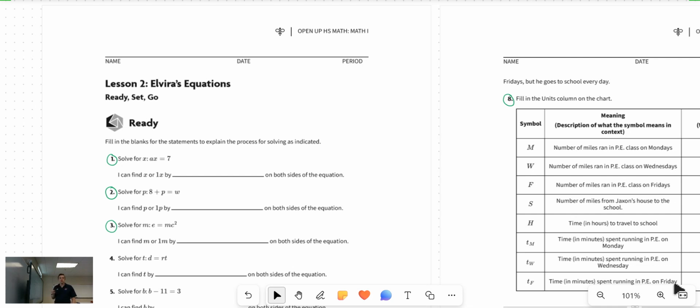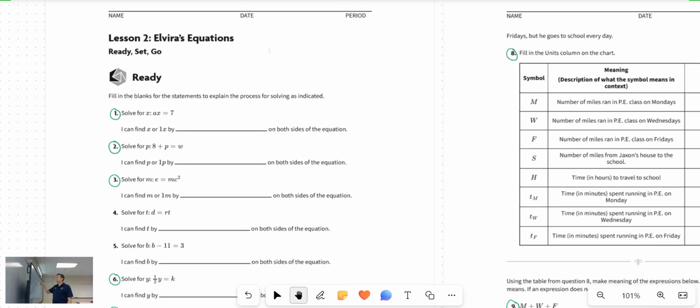All right, welcome to the homework help for Unit 4, Lesson 2, Elvira's equation. Or maybe it's Elvira's, but that is not important. Let's jump right into it.